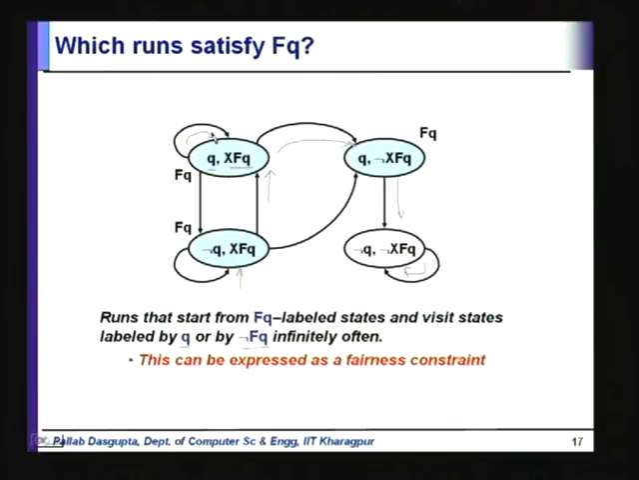So think of it this way: there are only two possible ways in which you can keep on generating infinite runs which satisfy FQ. Either you get stuck eventually in this one, or you get stuck eventually in this one, or you go around in this, which is also possible, because there also you are visiting Q-level states infinitely often. Is that clear? That is what is meant: you have to visit states labeled by Q or by not FQ infinitely often.